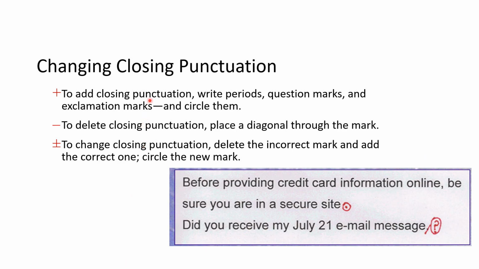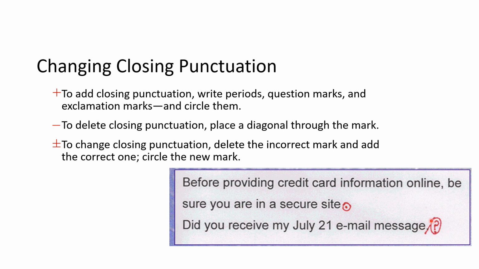Okay, now next, for closing punctuation. So what do we mean by closing punctuation marks? These are the punctuation marks after each sentence. To add closing punctuation, such as periods, question marks, and exclamation points, place them in a circle. Okay, so if there should be a period here, but it's missing, so place a period inside a circle.